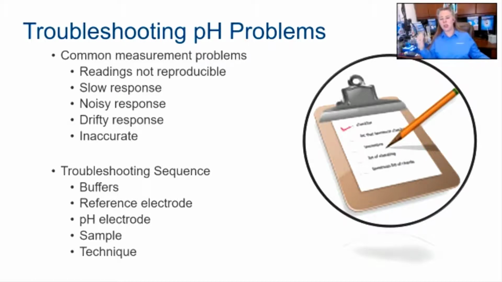Then check your reference electrode. How do you check your reference electrode again? Remember, that is checked through the offset. How far off of 0 is your offset? Is it within that plus or minus 40 millivolt range?